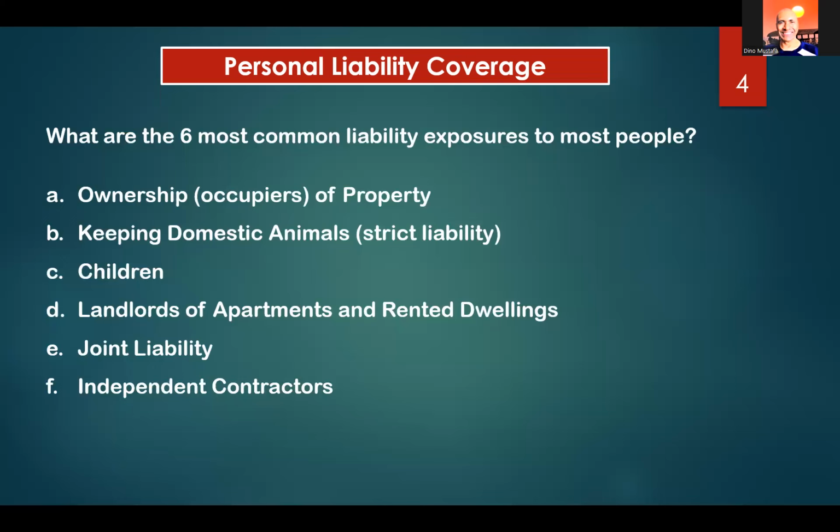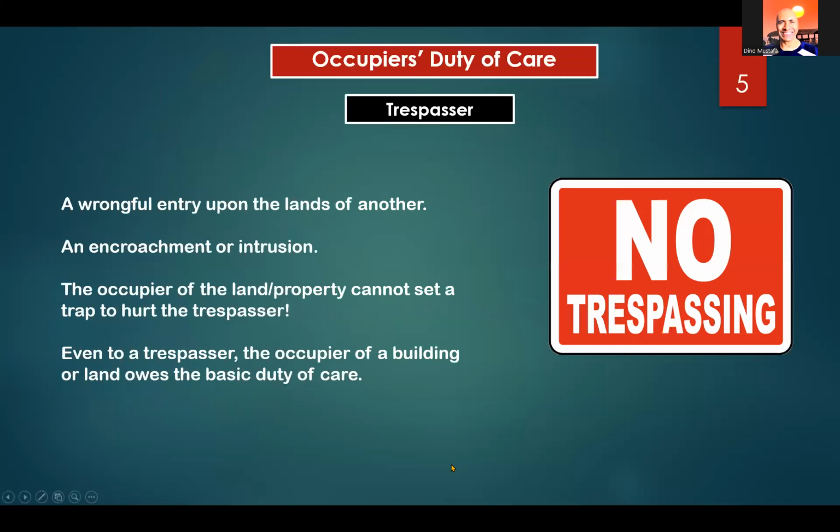Landlords of apartments and rented dwellings, if they don't maintain the building, people could come and they slip and fall, or they trip and fall, whatever it is, and they can sue the landlord. And then joint liability, and then independent contractors. So let me just go through one by one, okay?